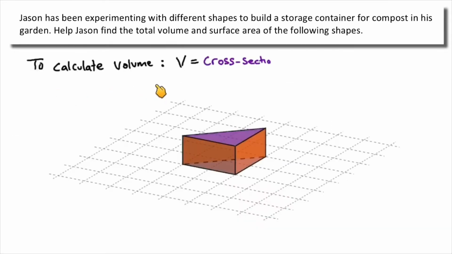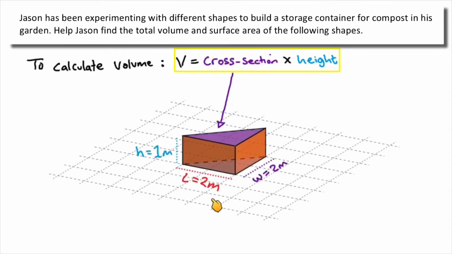To calculate the volume, we're going to do the cross section times the height. The cross section in this particular prism is a right angle triangle. We have a length of 2 meters, a width of 2 meters and a height of 1 meter.